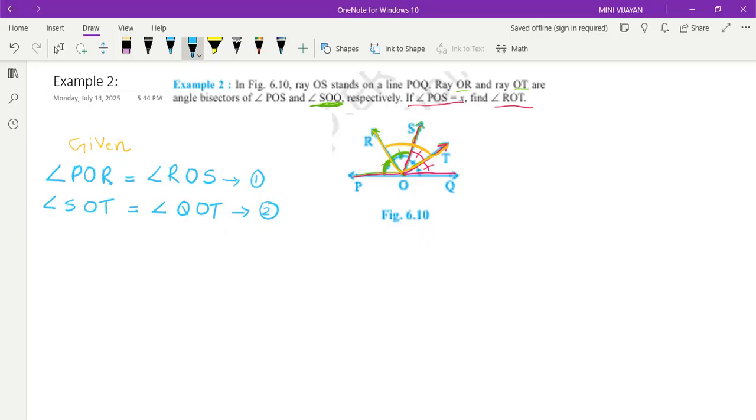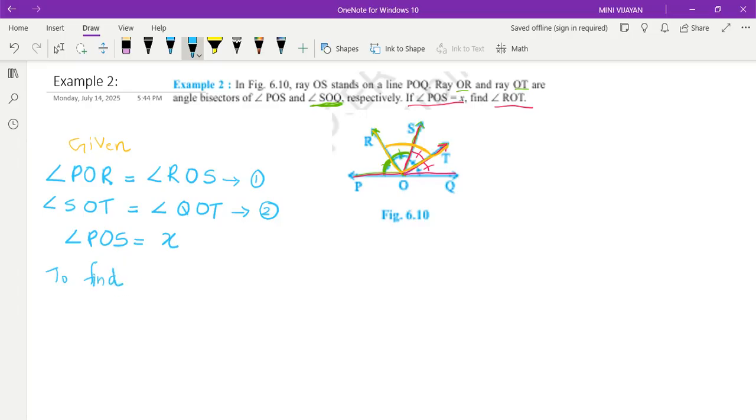Then the third thing which is given is the measure of angle POS. The measure of angle POS is equal to X. So these are the given things. We need to find what we need to find.